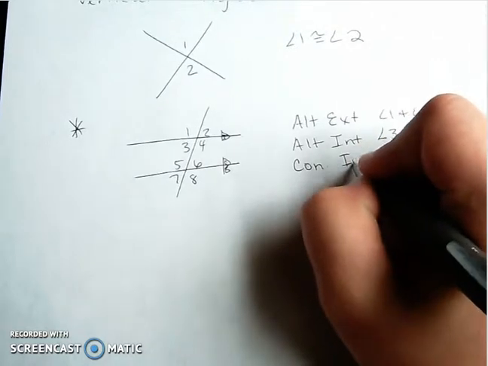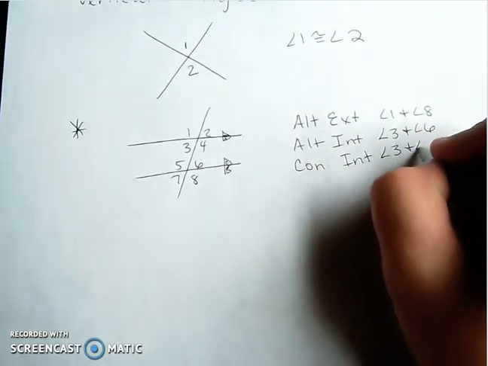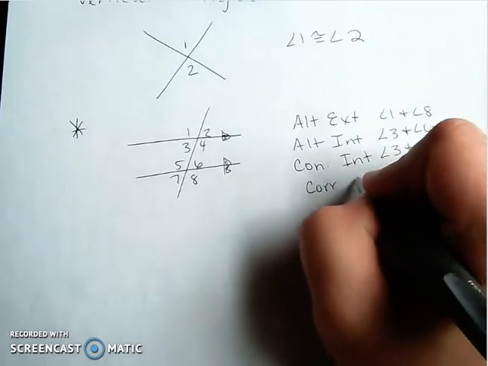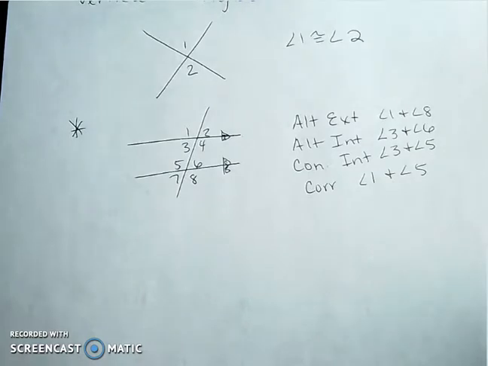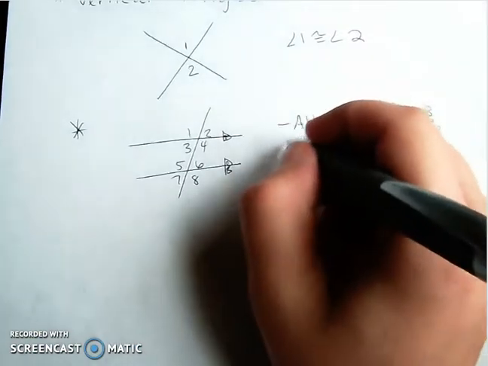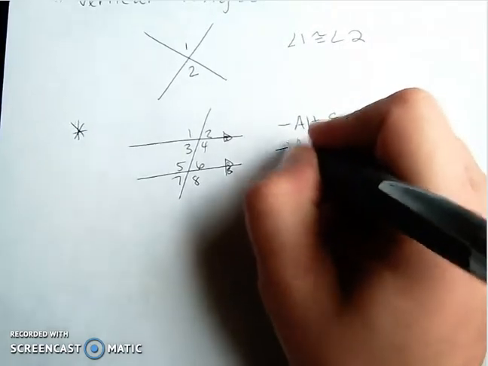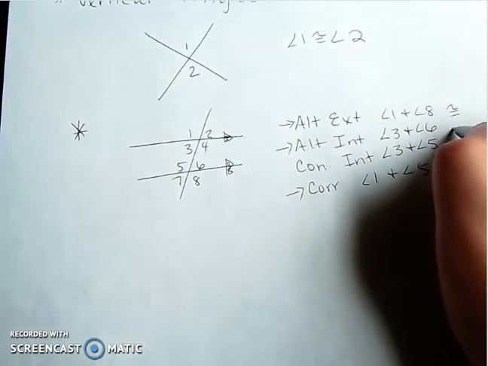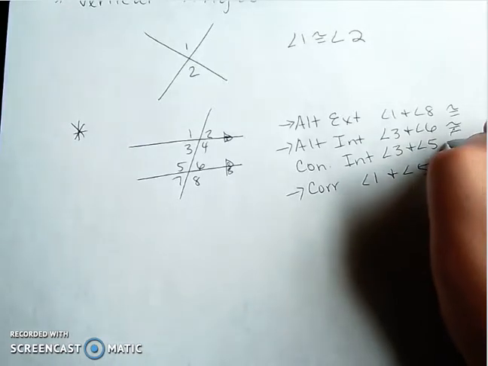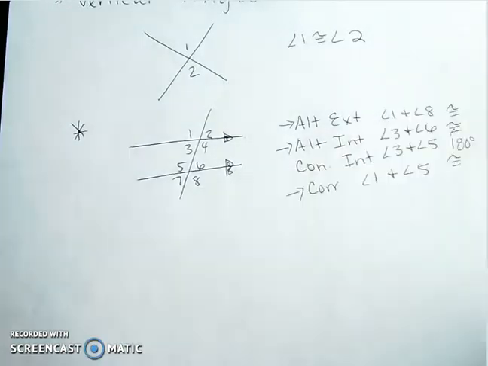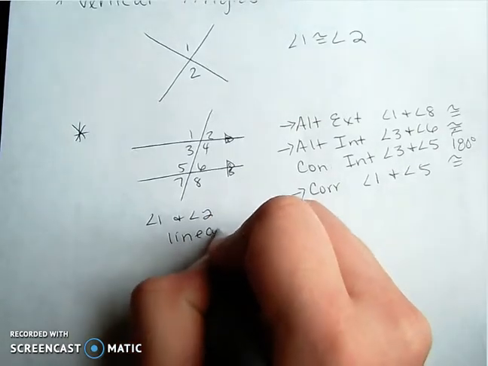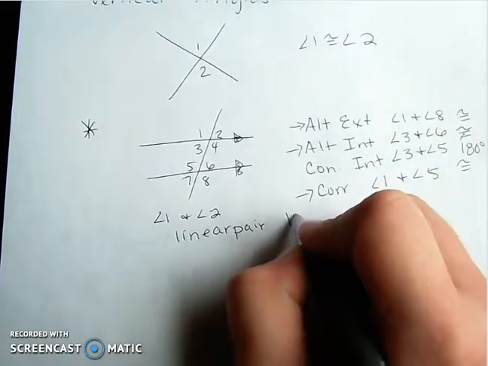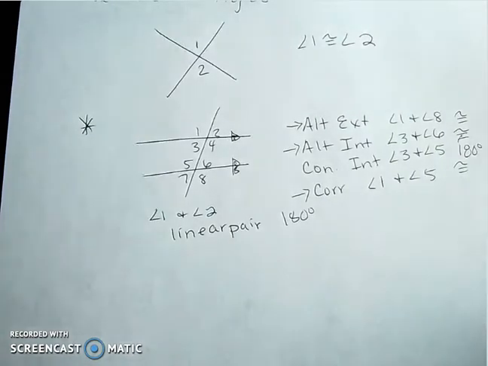Consecutive interior, which would be like 3 and 5. And corresponding, which would be angle 1 and angle 5. In these cases, alternate exterior, alternate interior, and corresponding are all congruent. Consecutive interior are supplementary, or add up to be 180. You should also know angle 1 and angle 2 are a linear pair, meaning they form a line, and are also 180 degrees, or supplementary.